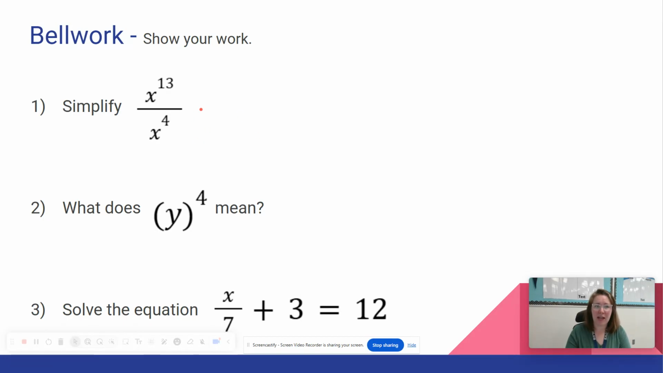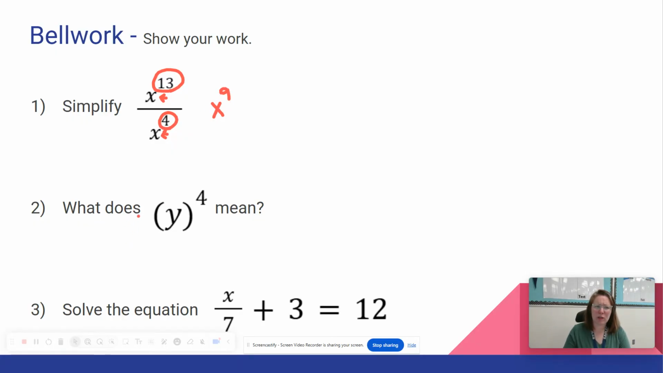Quotient means divide. We learned a shortcut that if the base is the same, so x and x, then we're allowed to just subtract 13 minus 4. So 13 minus 4 is 9, so our answer is x to the power of 9.